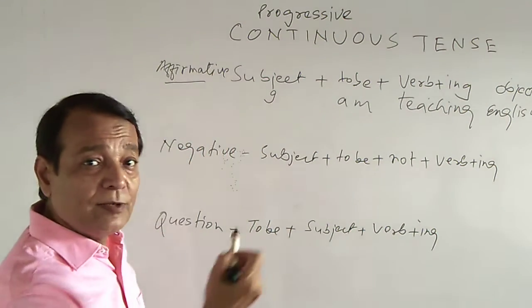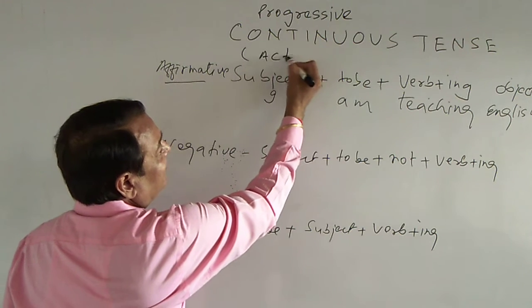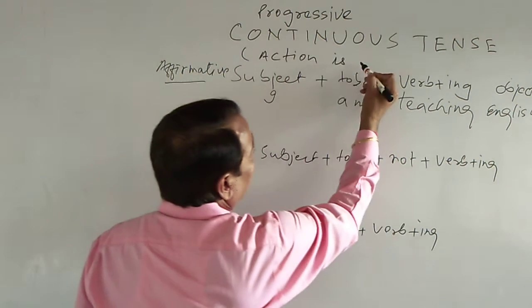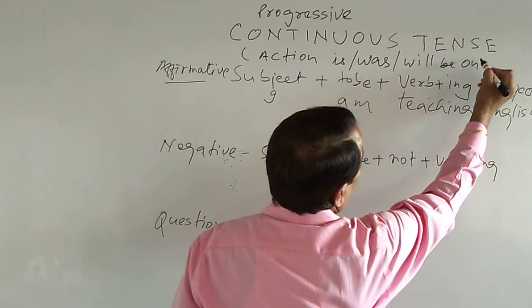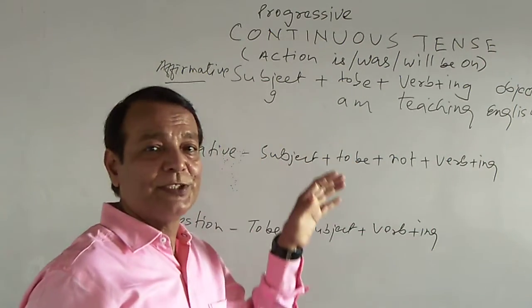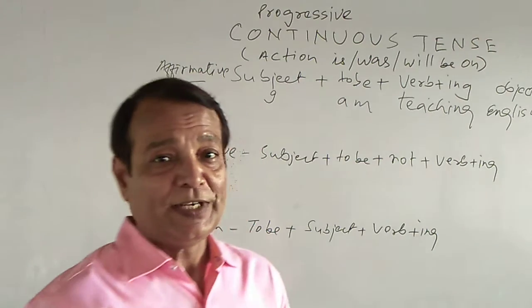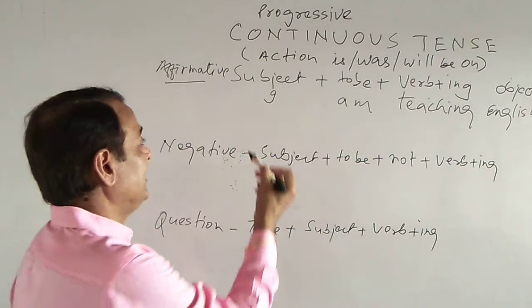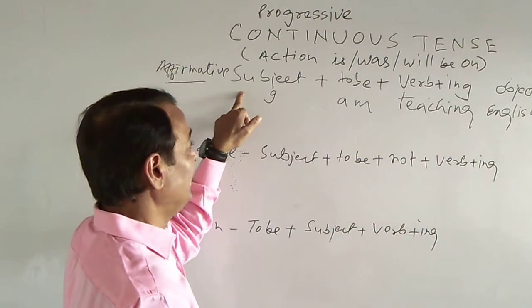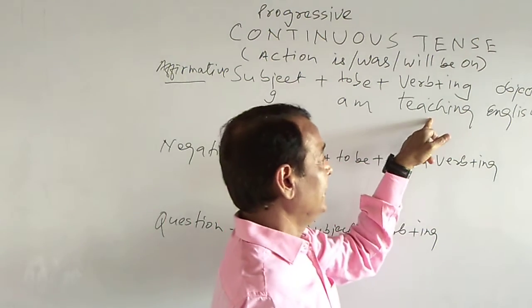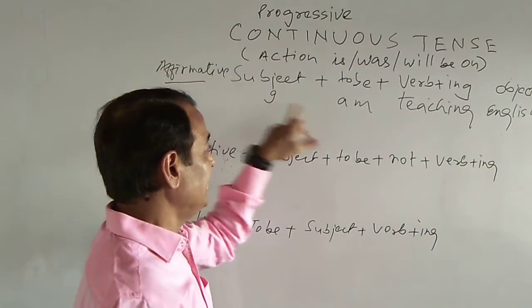So what is the basic idea? When we use continuous tense, you have to keep in mind the action is or was or will be on, right? So when a speaker speaks this language, they always try to say that the action is going on. Something is going on, right? So I have given this example. Suppose my mom is cooking. So here I am using, my mom is cooking now. That means she is busy cooking now, and that's why I am saying she is cooking, right?